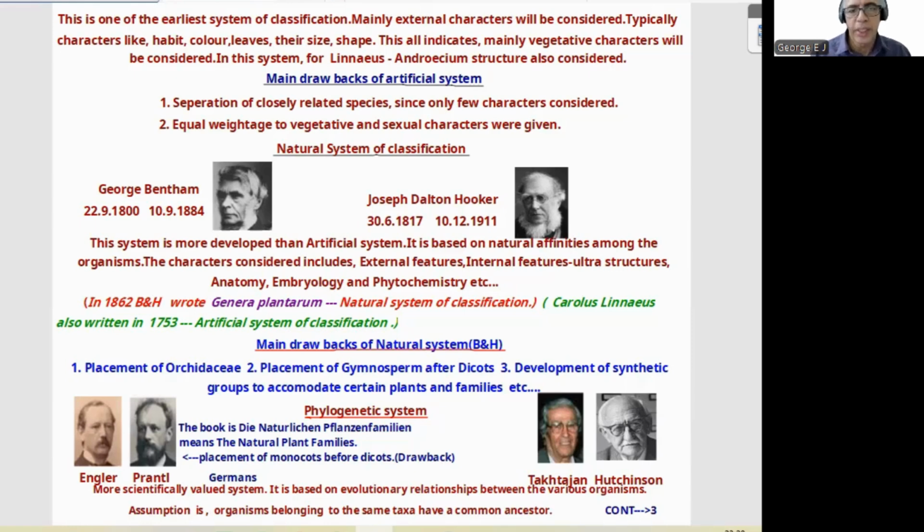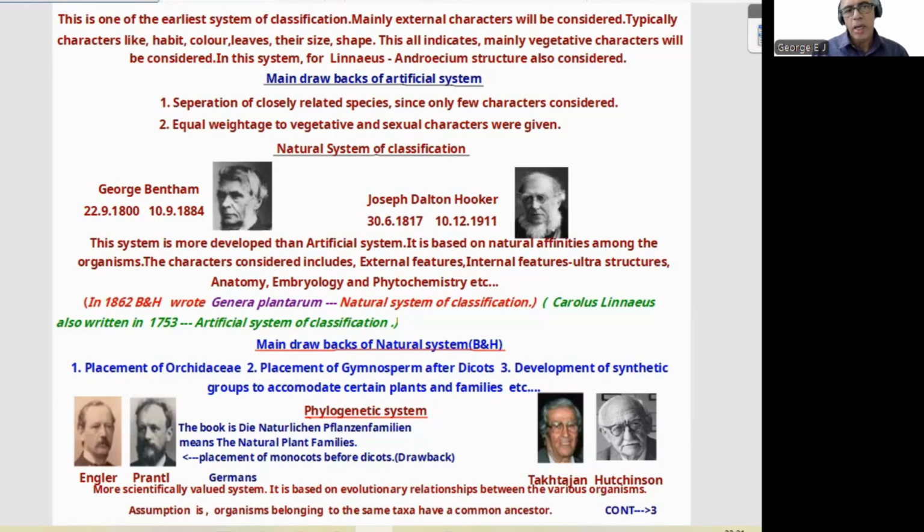So automatically the next system came, the natural system of classification. The 2 most famous scientists are George Bentham and Joseph Dalton Hooker. Both photographs are given there with their lifespans and everything. So this system is more developed than the artificial system, and it is based on more scientific aspects like natural affinities among the organisms. The characters considered also include external features, internal features, ultrastructure, anatomy, embryology, and phytochemistry. So it is more scientific in nature. In 1862, Bentham and Hooker wrote the famous book Genera Plantarum, where the natural system of classification is given.